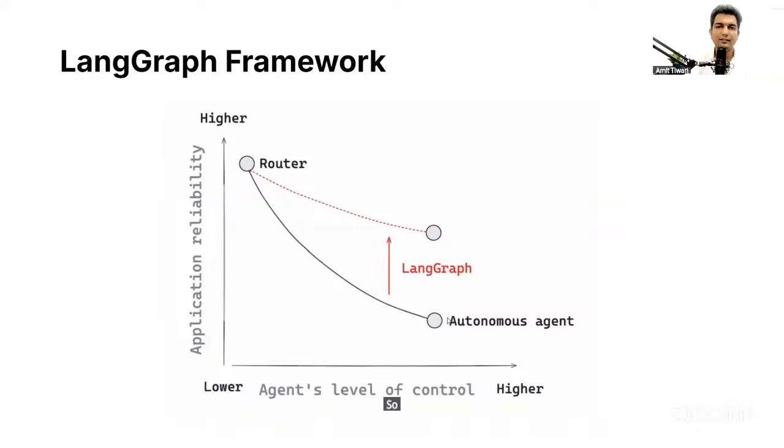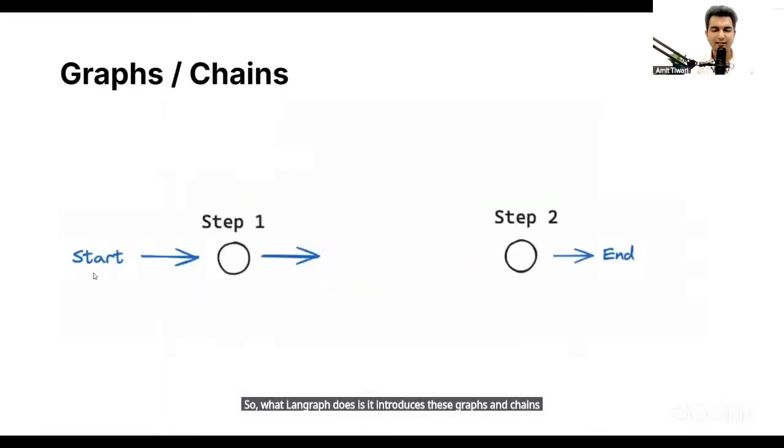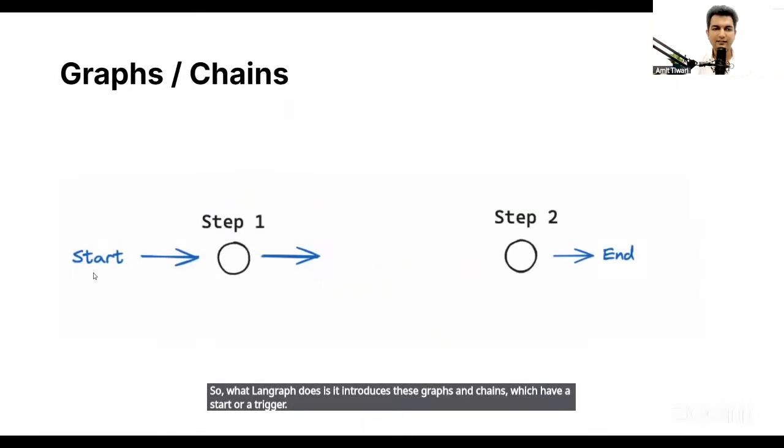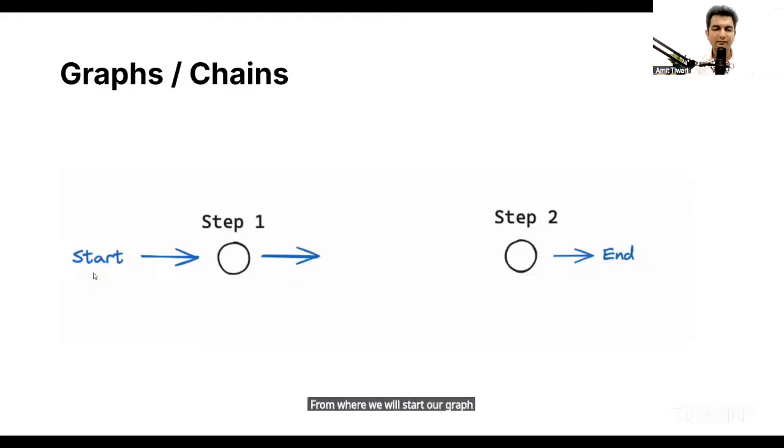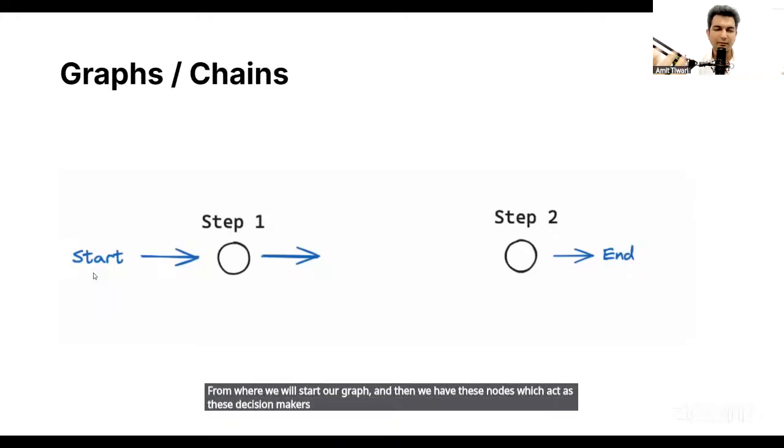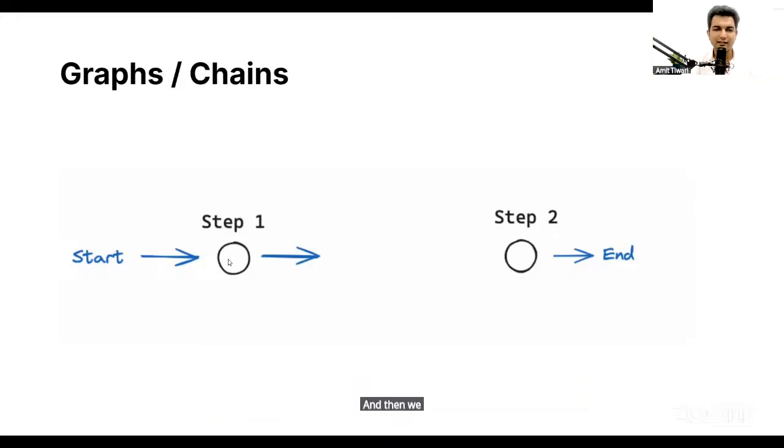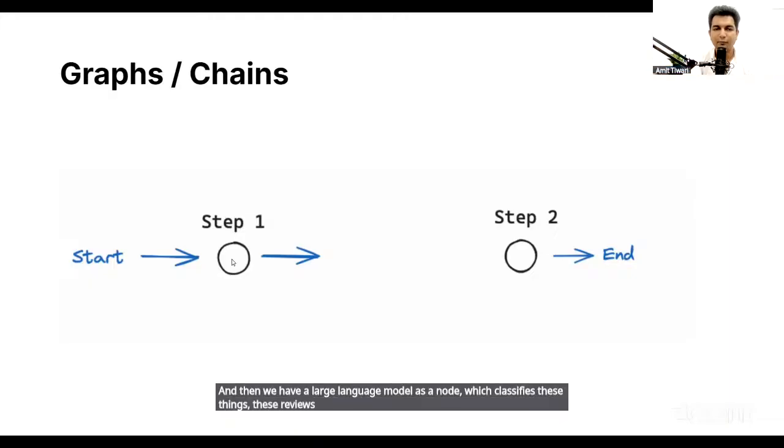So what LangGraph does is it introduces these graphs and chains, which have a start or a trigger from where we will start our graph. And then we have nodes which act as the decision makers, or the brain, or the steps of this graph. So let's say we have a start, and then we have a large language model as a node which classifies these reviews as positive, negative and neutral.